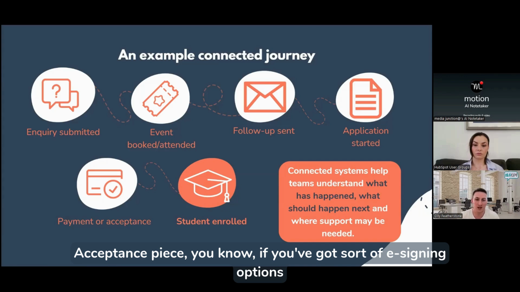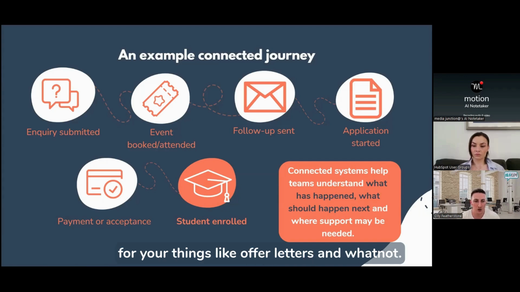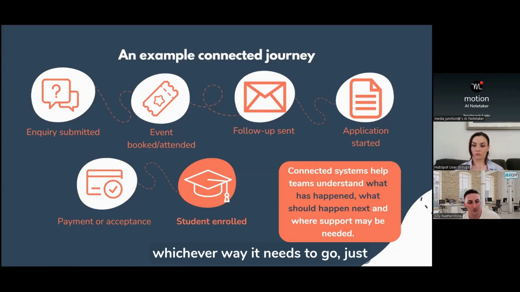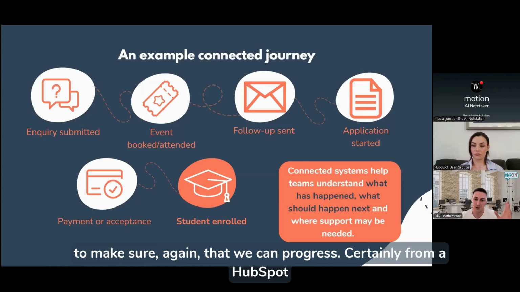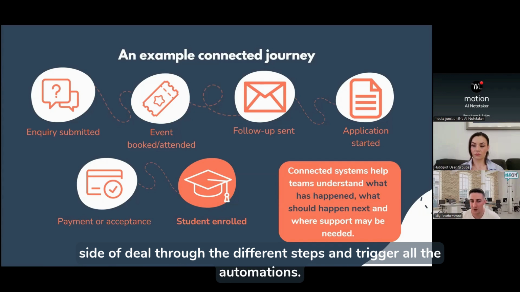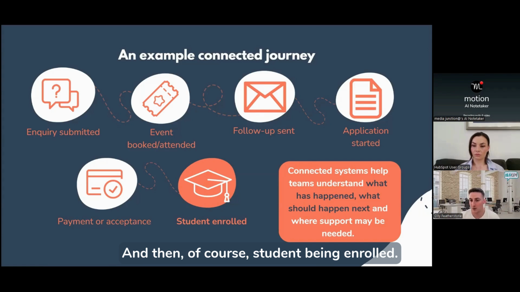If you've got e-signing options for things like offer letters and whatnot, again, we'd want that passed in the direction whichever way it needs to go, just to make sure again that we can progress, certainly from a HubSpot side, the deal through the different steps and trigger all the automations. And then, of course, student being enrolled.